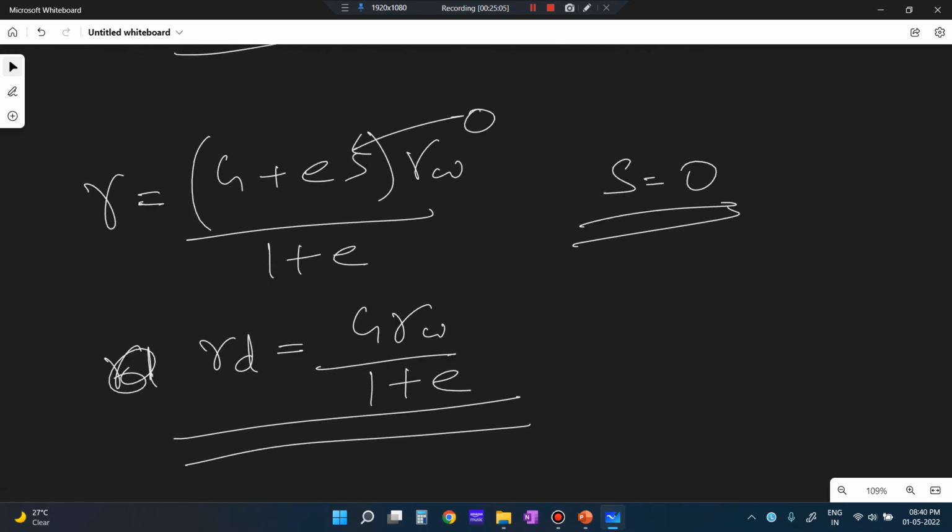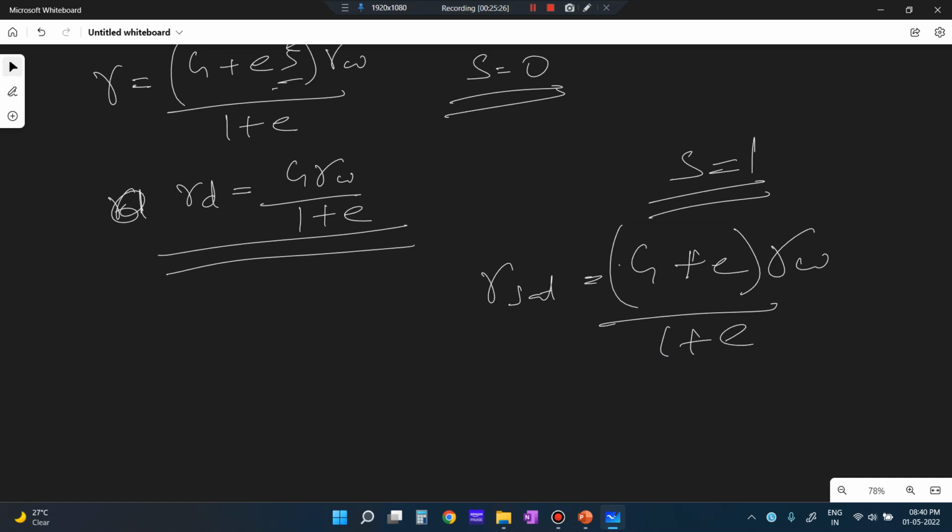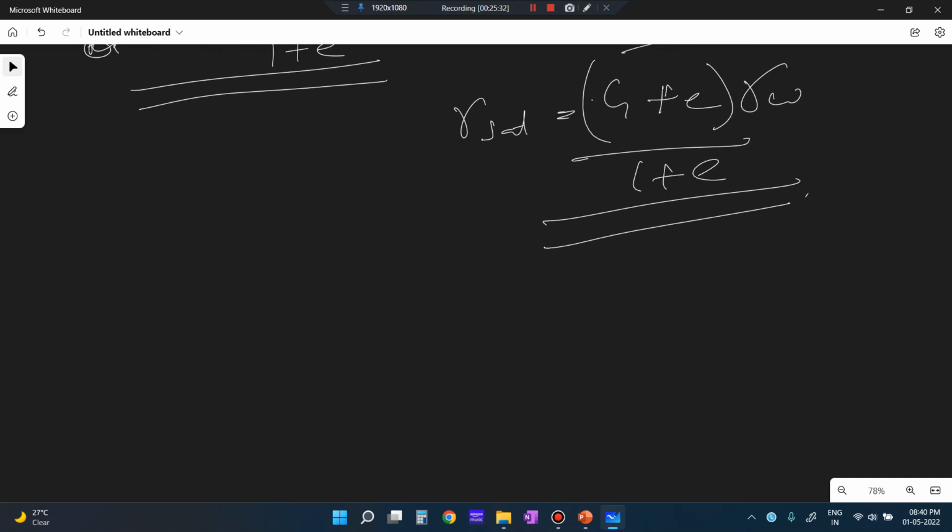Now, if the soil is completely saturated, that means S is equal to 1. So bulk unit weight will turn into gamma sat, which is equal to G plus e, S equal to 1. That means G plus e gamma w by 1 plus e. Very, very important. And the other one is gamma sub or gamma dash, which is equal to gamma sat minus gamma w.